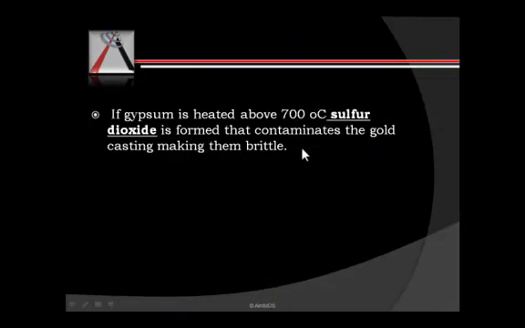Further, there is a limit to which we heat the gypsum investment material, because if the gypsum investment material is heated above 700 degrees, sulfur dioxide is formed and that contaminates the gold casting. Gypsum investment, which is most commonly used for gold casting, is not heated above 700 degrees because this sulfur dioxide may embrittle the gold.